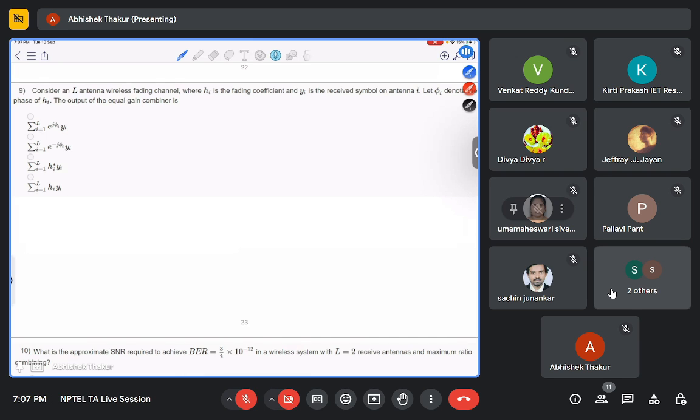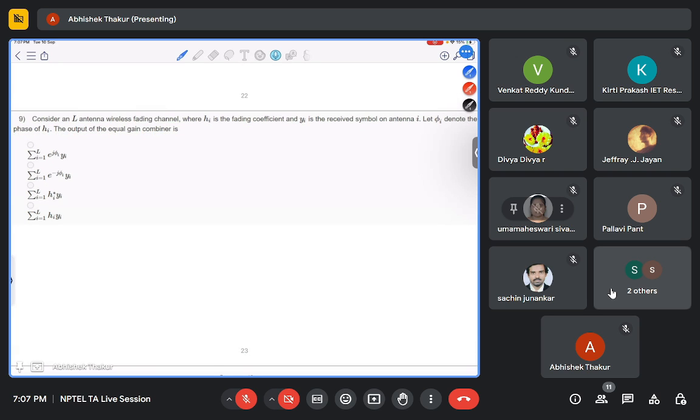Consider an L antenna wireless fading channel where h_i is the fading coefficient and y_i is the received symbol on the antenna i. So let phi_i denote the phase of h_i. The output of the equal gain combiner is, the equation is the sum from i equal to 1 to L of e to the power of minus j phi_i into y_i. So option B is the correct answer for this question.